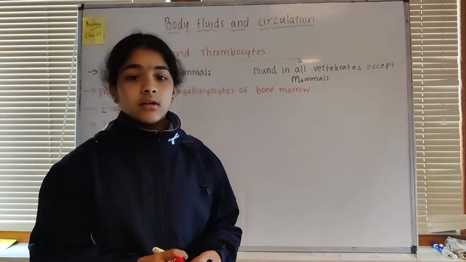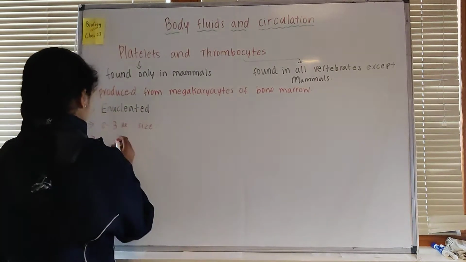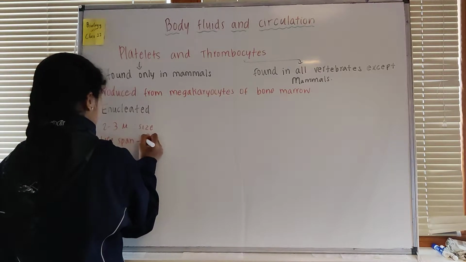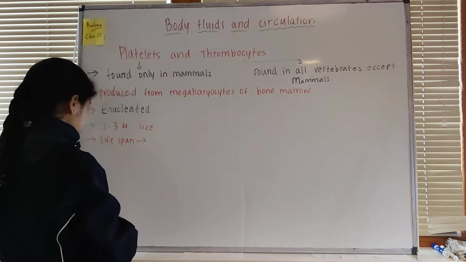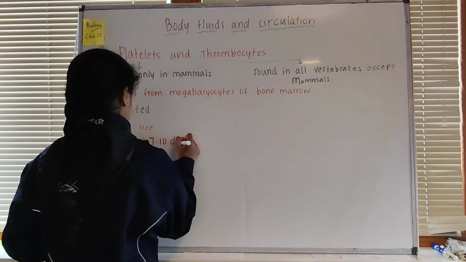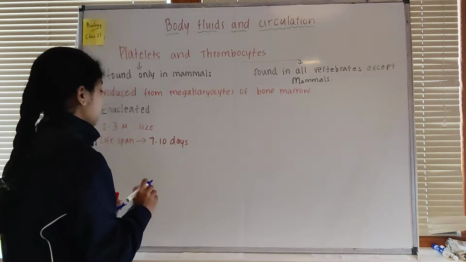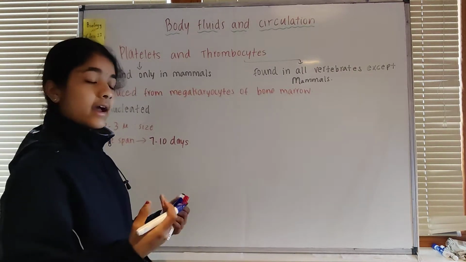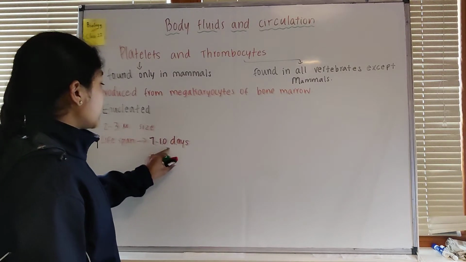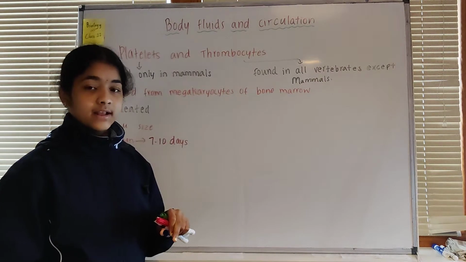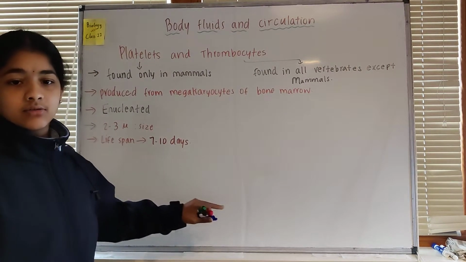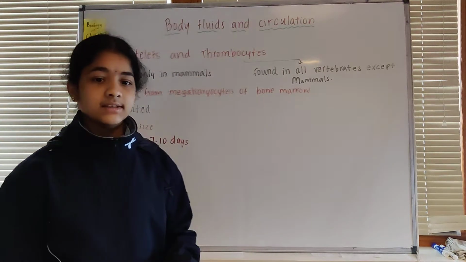The lifespan is 7 to 10 days. After 7 to 10 days, they get destroyed. For RBCs it is 120 days, so that's a lot. In platelets it's a bit less, 7 to 10 days only.